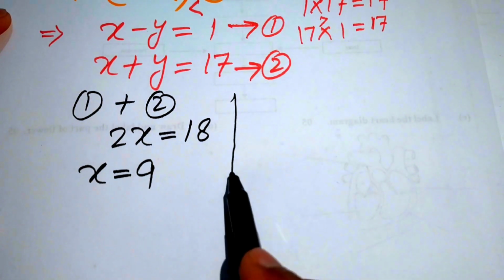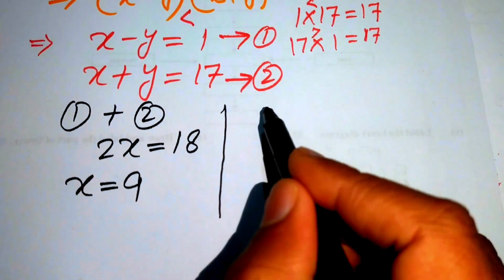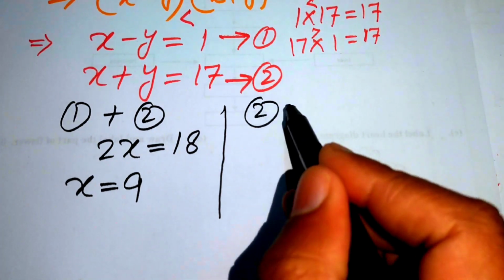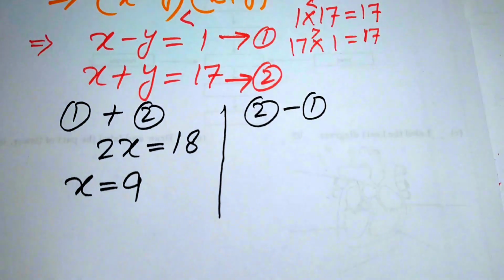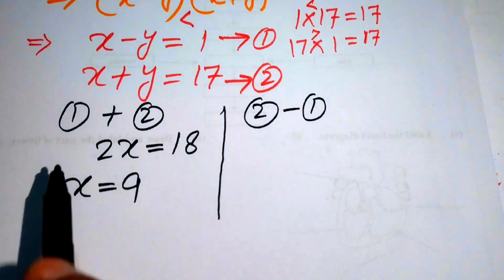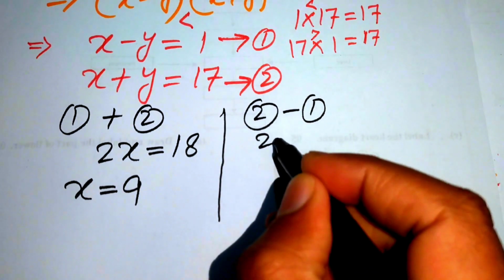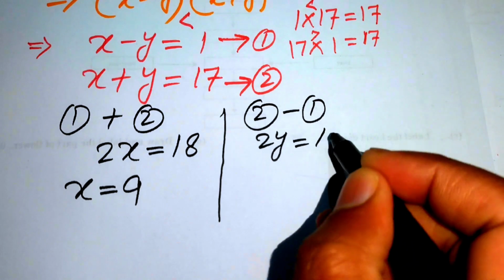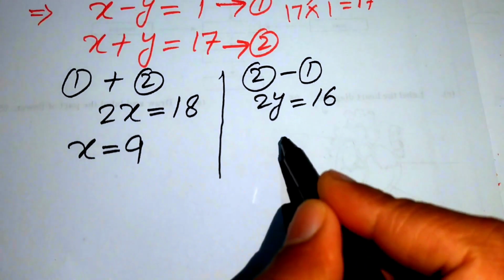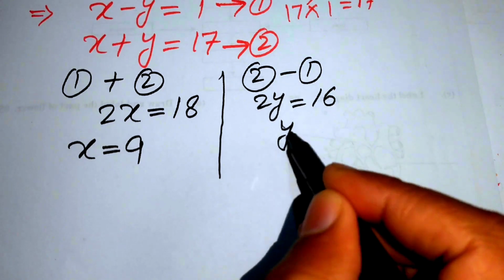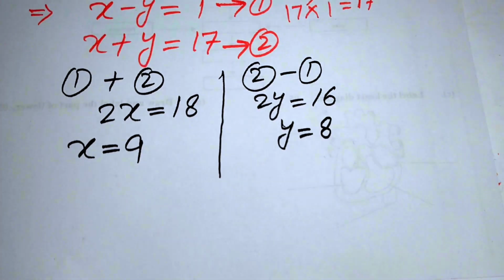And similarly, on the other hand, if we subtract equation 1 from equation 2, then the x terms cancel each other and we get 2 times y equals 16. In this case, you get the value of y equals 8. So here you have the value of x is 9 and the value of y is 8.